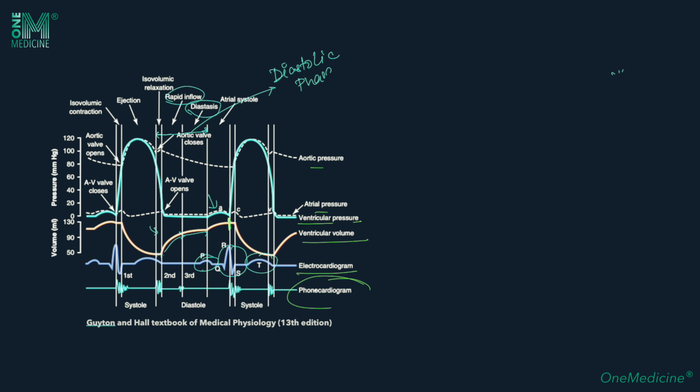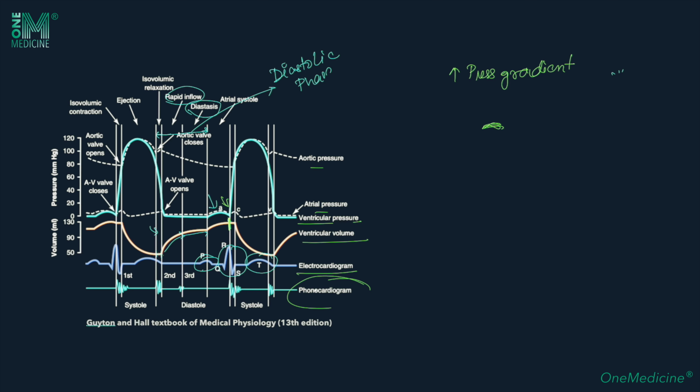Due to the increase in pressure in the ventricles, it will lead to the closure of the AV valves. Here the AV valves will close, okay? So as soon as the AV valves close, now please remember, the AV valves have closed and the aortic valves are closed. So now what happens?